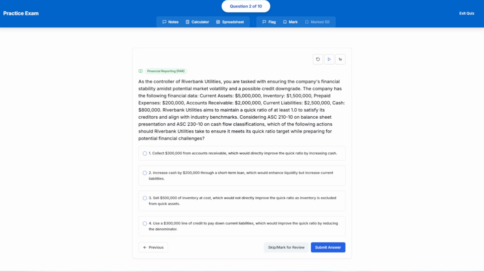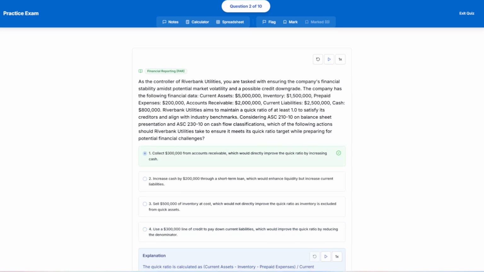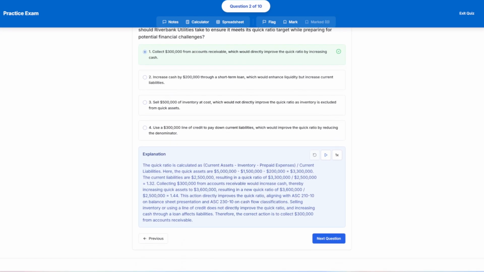Based on our analysis, the correct answer is to collect $300,000 from accounts receivable. This action strengthens the quick ratio by increasing cash without impacting liabilities, keeping us aligned with our liquidity goals. It's a classic case of show me the money, but in a balance sheet context. Always remember, when you're preparing for the CPA exam, focus on how the principles apply directly to the numbers.